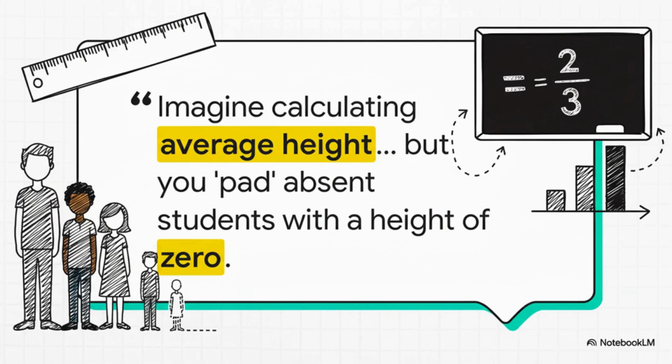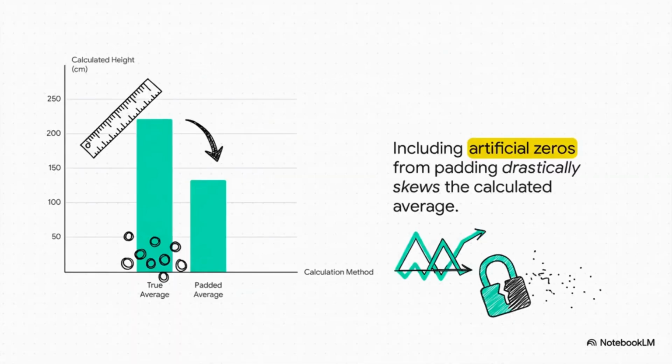Simple enough. But for every student who's absent that day, you decide to just write down their height as 0. What do you think is going to happen to your average? Yeah, it's going to be completely wrecked. The true average height of your students might be something like 165 centimeters. But after you throw in a bunch of artificial zeros for the absent kids, your calculated average is going to plummet to something ridiculous, like 95 centimeters. That number is meaningless now. It's been poisoned by fake data you added just for convenience.